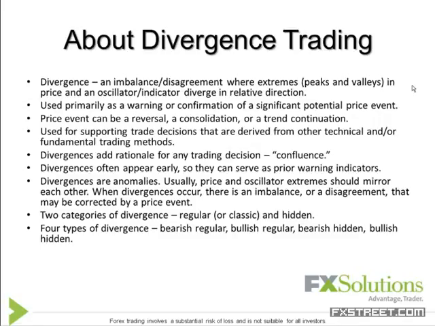The second primary category of divergence is called hidden. Hidden divergence talks primarily about a continuation of the trend. So within these two categories of divergence, regular and hidden, there are four types: bearish regular, bullish regular, bearish hidden, and bullish hidden. I'll show you all of that in a minute.